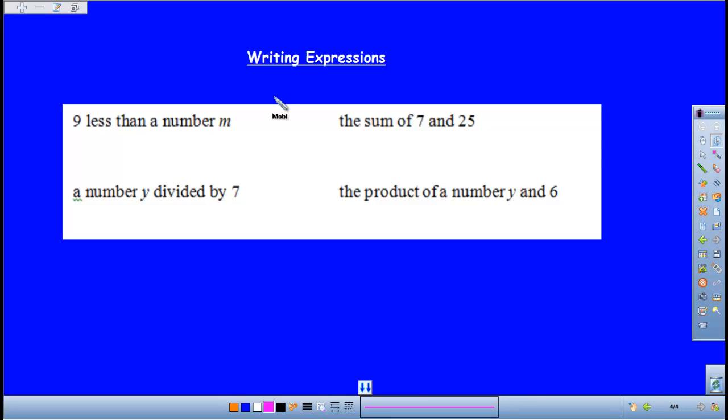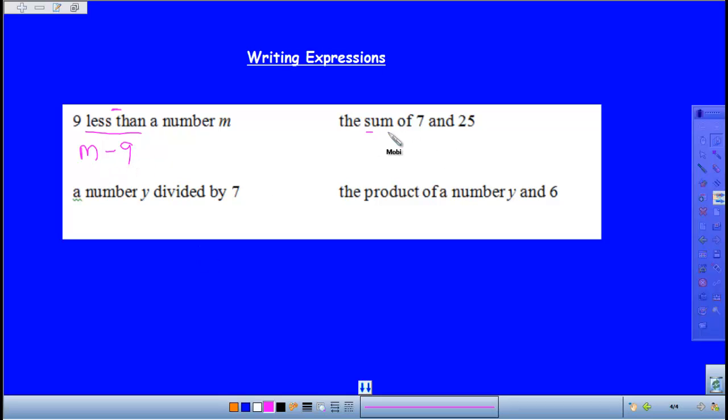Okay, the next thing you want to make sure you remember how to do is writing expressions. Again, if you want to try these and then come back and check your answers, go right ahead. Otherwise, I will show you how to do it. When writing expressions, you want to look for keywords. So in here it says 9 less than a number m. Less than tells me we're going to subtract. We want to make sure when we're doing less than that we start with the letter m and then we have 9 less than that. So it'd be m minus 9.